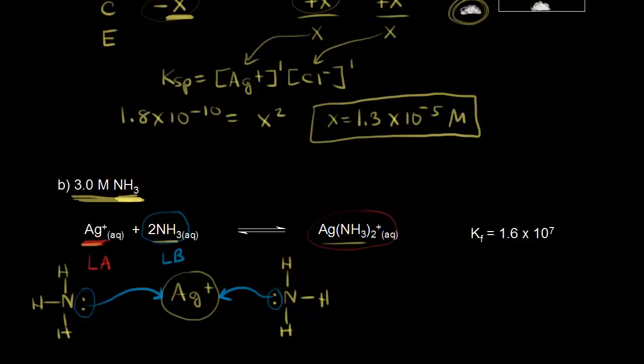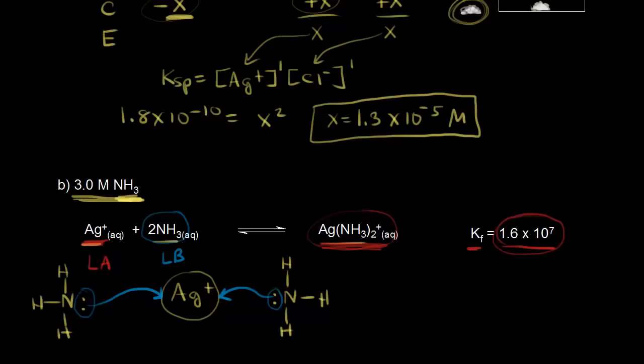And notice the equilibrium constant for this, 1.6 times 10 to the 7th. Kf is called the formation constant. This is a very high value for the equilibrium constant, right? So the equilibrium lies to the right, and this is a stable complex ion.